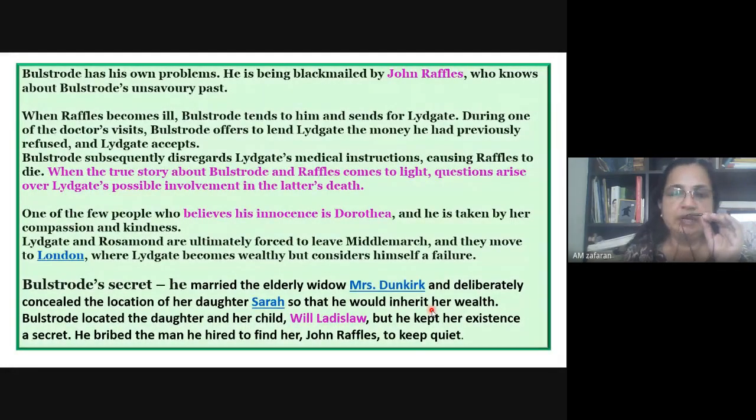So he was very greedy for all the money that Mrs. Dunkirk would give him. Now, Bulstrode located the daughter and her child, Sarah and her child. The child was none other than Will Ladislaw. But he kept her existence a secret. He bribed the man he hired to find her, John Raffles, to keep quiet. So Ladislaw was the child of Mrs. Dunkirk's daughter, Sarah. So rightfully, he would be the inheritor of all the money that Bulstrode has. But Bulstrode keeps this whole thing a secret, and Raffles was the one who knew the truth. So that is why the presence of Raffles made Bulstrode very uneasy, and he wanted Raffles to keep quiet.